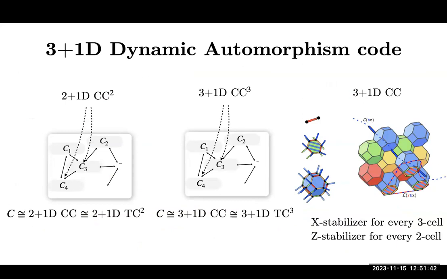I won't go through the details, but the color code is defined similarly in 3D, where you have these 3-cells that can be colored in now 4 colors. And stabilizers are given by an X stabilizer for every 3-cell and a Z stabilizer for every 3-cell. And it turns out to be equivalent to 3 copies of the toric code.